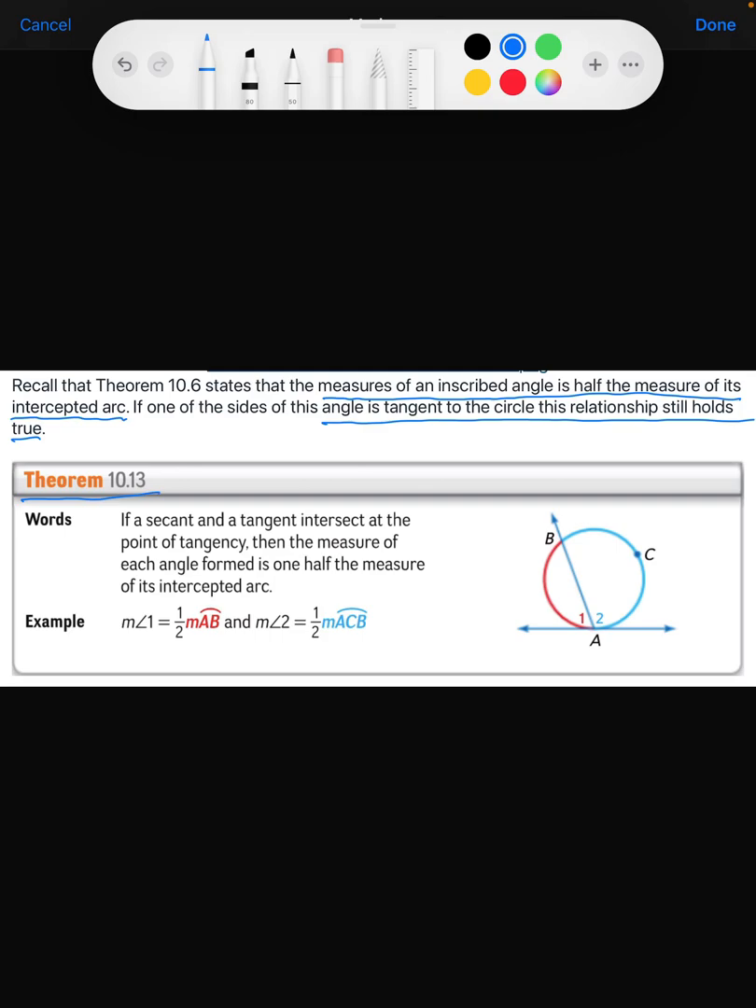If a secant and a tangent line intersect at a point of tangency, then the measure of each angle formed is 1/2 the measure of its intercepted arc.